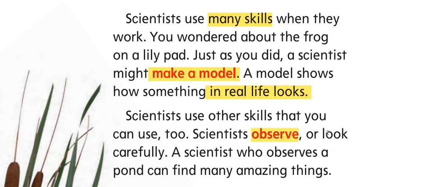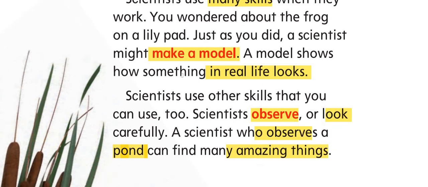Scientists observe, or look carefully. A scientist who observes a pond can find many amazing things. Like a stream of water, they can observe and know different things. Okay, when you observe, you just look and find out about something. The scientists make a model and they observe, which means they use their 5 senses to find out about something, and they will know different things.